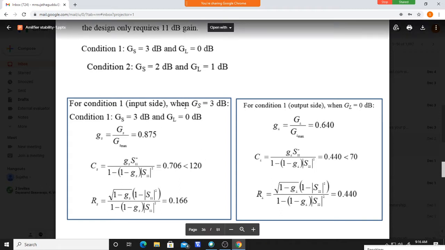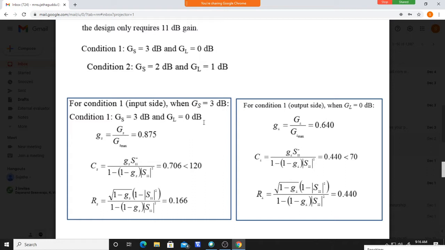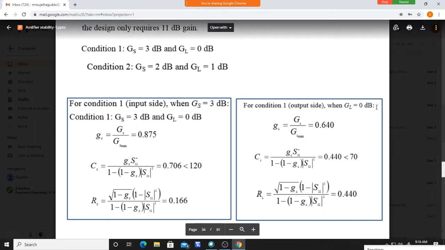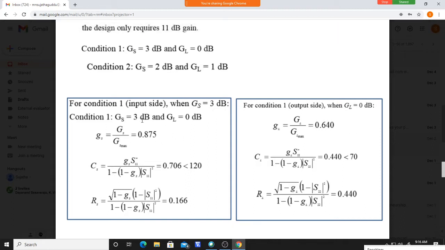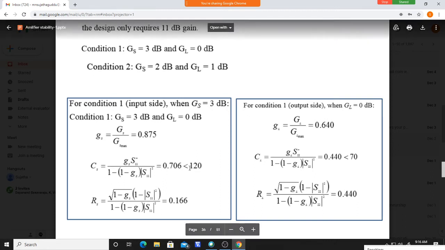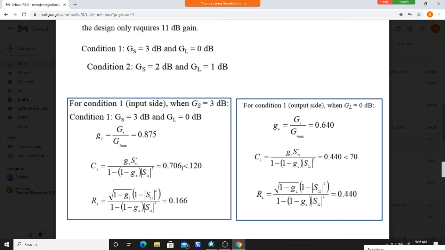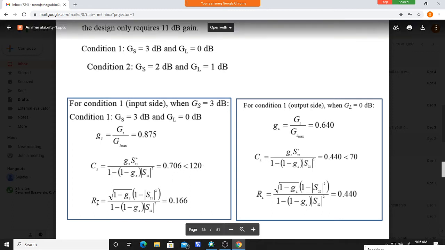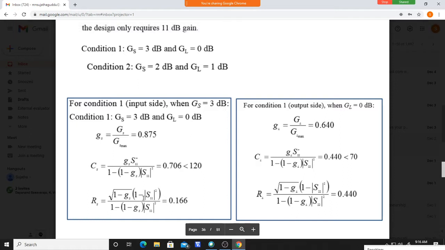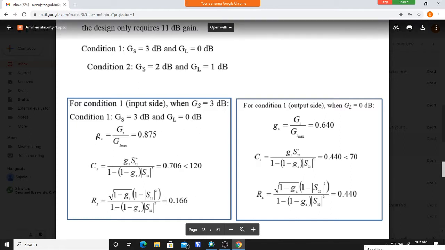So here, by choosing GS as 3 dB and GL as 0 dB, you should draw the constant gain circles, the 3 dB gain circle and the GL 0 dB gain circle, on the Smith chart. For GS equal to 3 dB, to draw the circle you should find the center and radius. This is the center and this is the radius. The angle is 120 degrees, 120.706, and similarly the radius is 0.166.